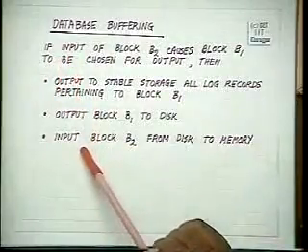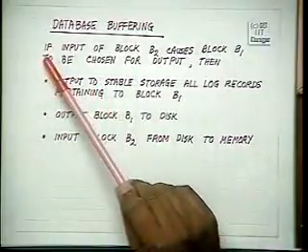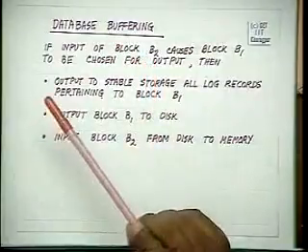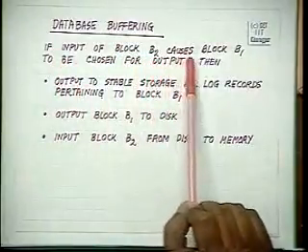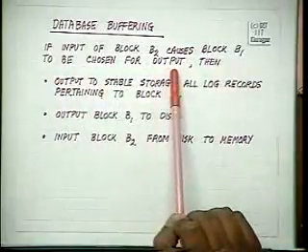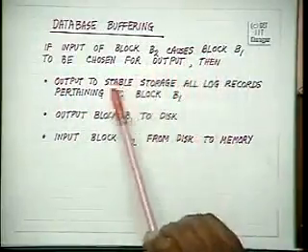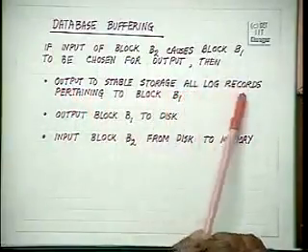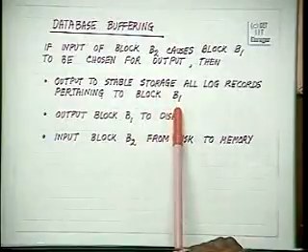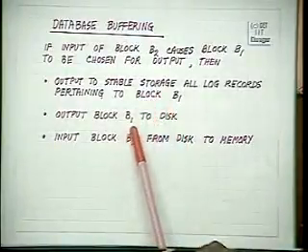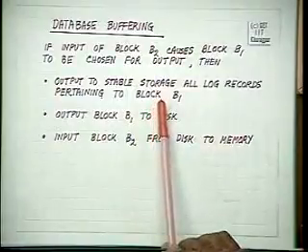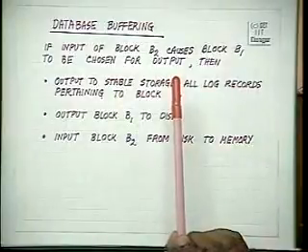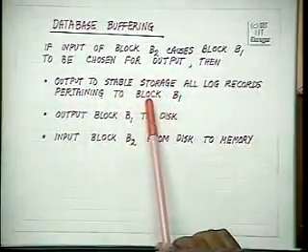So the conditions which have to be taken care of in such a situation are: if the input of block B2, this is input of database, causes block B1 to be chosen for output, then the following steps have to be ensured. First, output to stable storage all log records pertaining to block B1. These are very logical steps, but we must take care of them. If every time any modification was done, the log was written onto the log file in stable storage, this is all right. This will always have to be maintained.